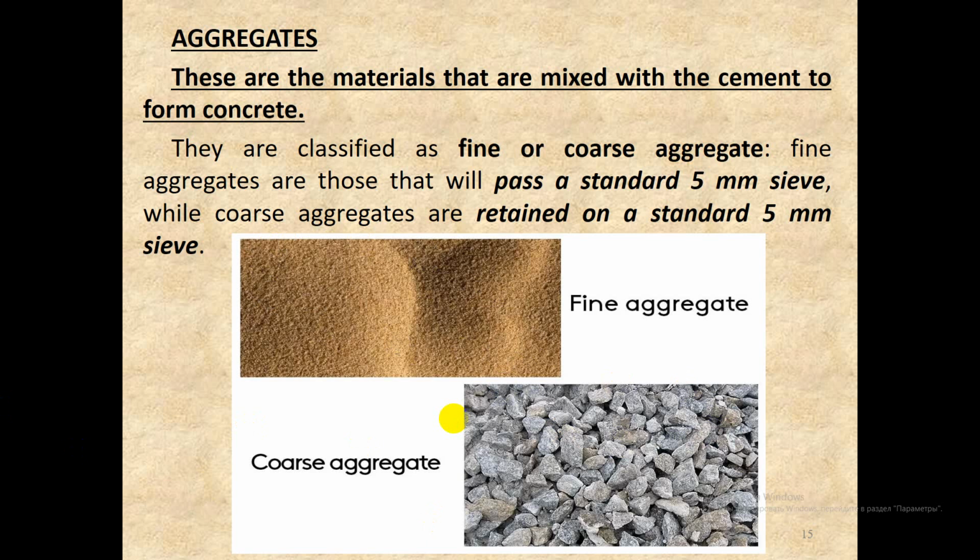Aggregates form the bulk of a concrete mix and comprise graded sand and gravel. Sometimes sand is termed as a fine aggregate and the gravel fraction as coarse aggregates. These materials are combined with cement powder and water and form the basis of a concrete mix.